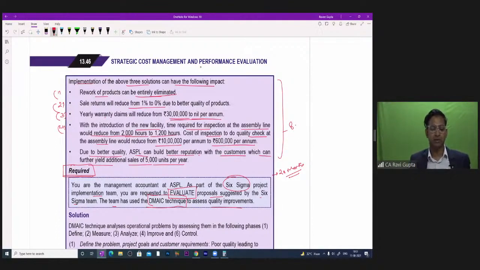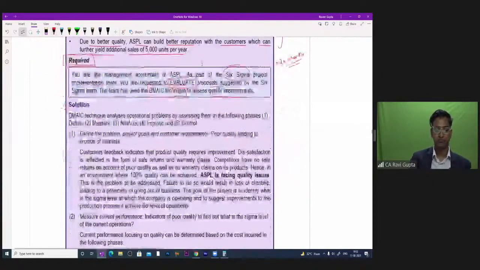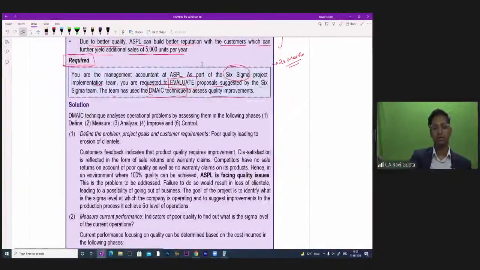The team has used the DMAIC technique to assess quality improvement. So definitely we know the DMAIC method. There are two methods, DMAIC and the second method is DMADV. DMAIC is used for the existing process and existing problems. So we are going to use DMAIC. What is DMAIC? It will be define, measure, analyze, improve, and control, right? So one by one, we will go through all these. Number one is define the problem, project goals, and customer requirement.